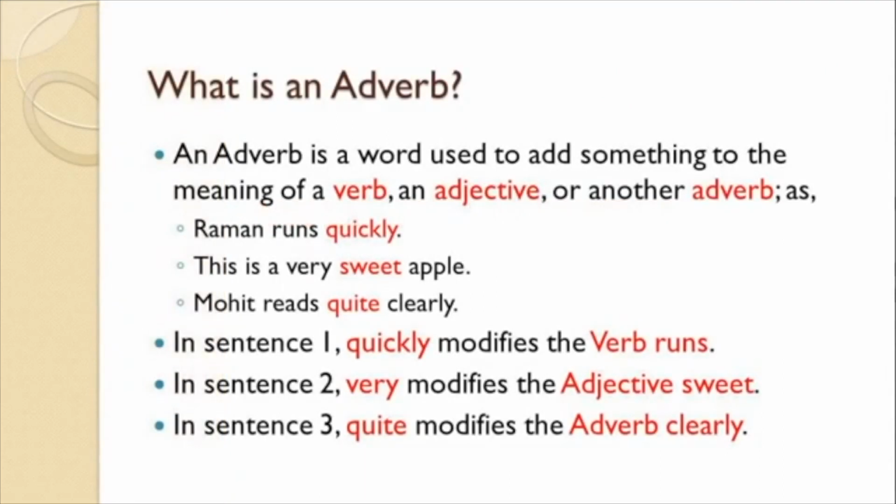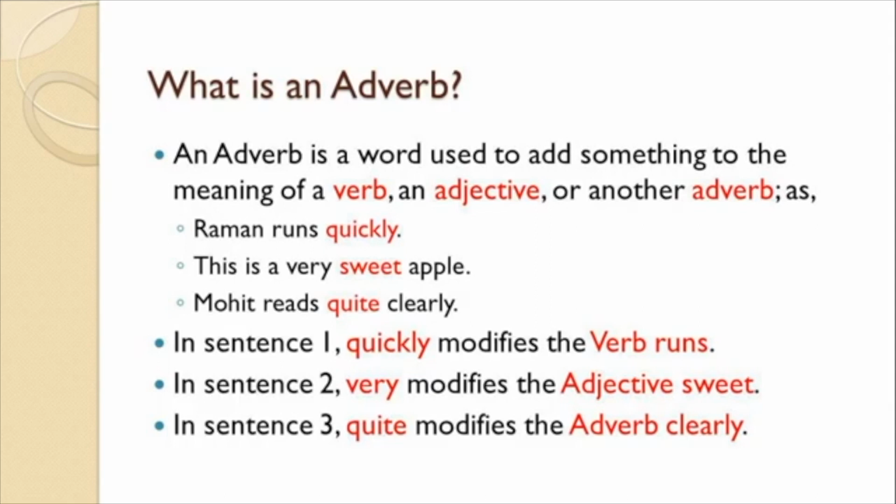An adverb is a word used to add something to the meaning of a verb, an adjective, or another adverb. For example, Raman runs quickly. This is a very sweet apple. Mohit reads quite clearly. In these examples, the words which have been written in red color are adverbs.